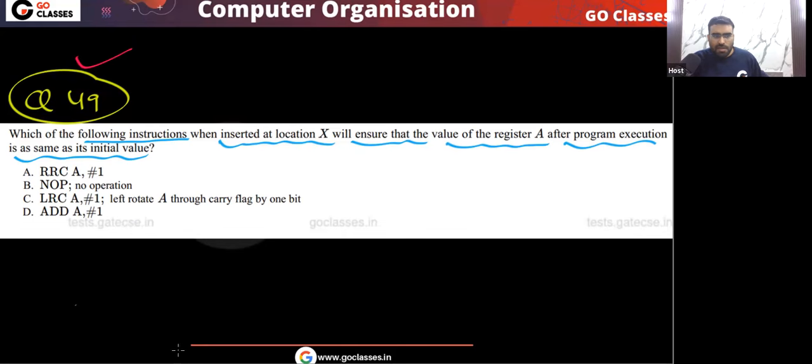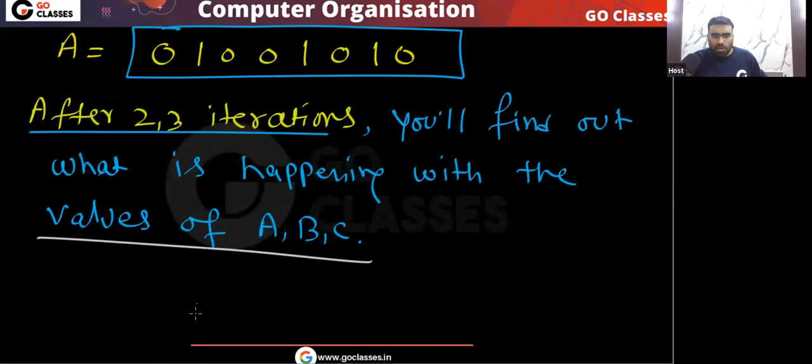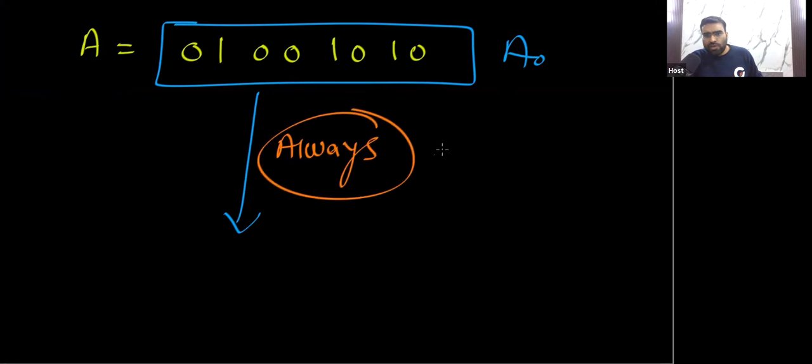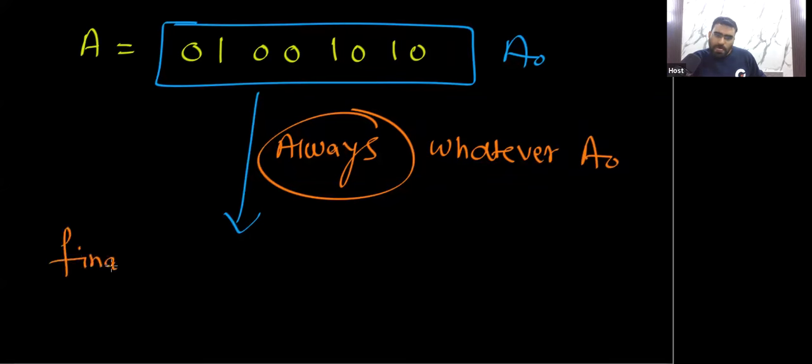Did you understand? Here you can notice, we have already seen that whatever initial value you take, if this is your A0, we already know what the final value is. Always this will happen. Whatever A0 you take, what will be the final A? That will be all zero.